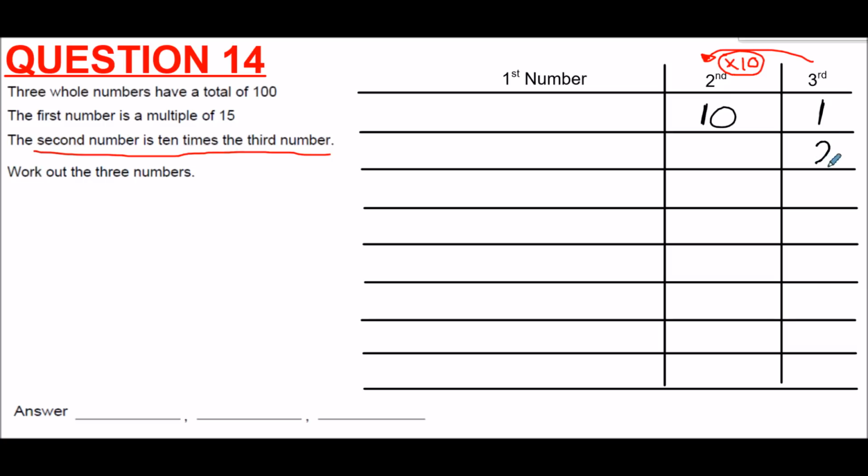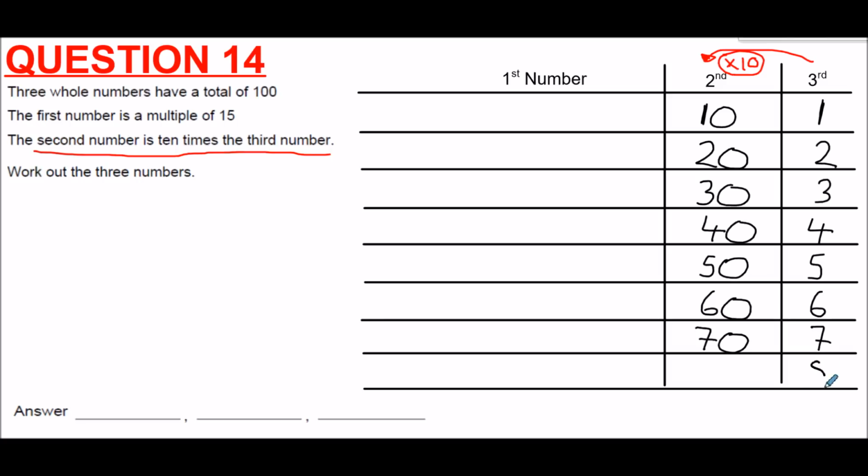If the third number was 2, the second number would have to be 20. If the third was 3, that would have to be 30, and so on. So we've got at least a starting point now. 5 and 50, 6 and 60, 7 and 70, 8 and 80, and so on and so on.